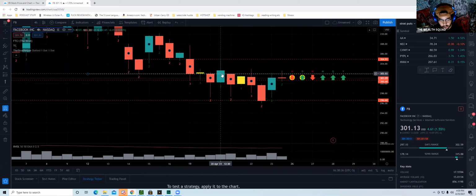So with the strat, the main thing you're thinking about is keeping your risk low. So if you get stopped out of a trade, right?